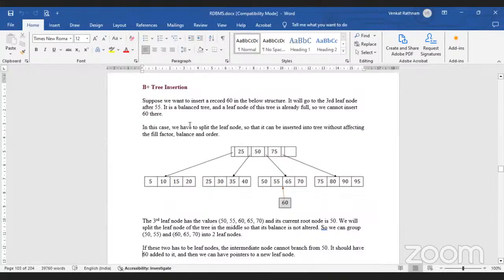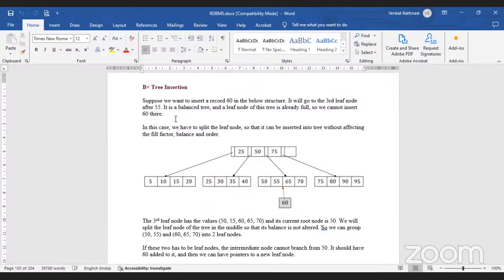Okay? It is a balanced tree already, and the leaf nodes of this tree are already full. So here this leaf node is full, this leaf node is full, this leaf node is full, and this leaf node is also full. So we cannot insert the 60 there. But it is mandatory. I want to insert 60. The user requirement is to insert the 60.